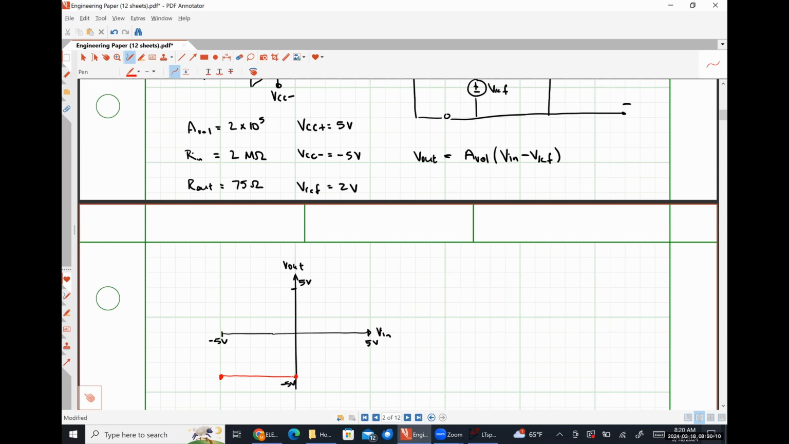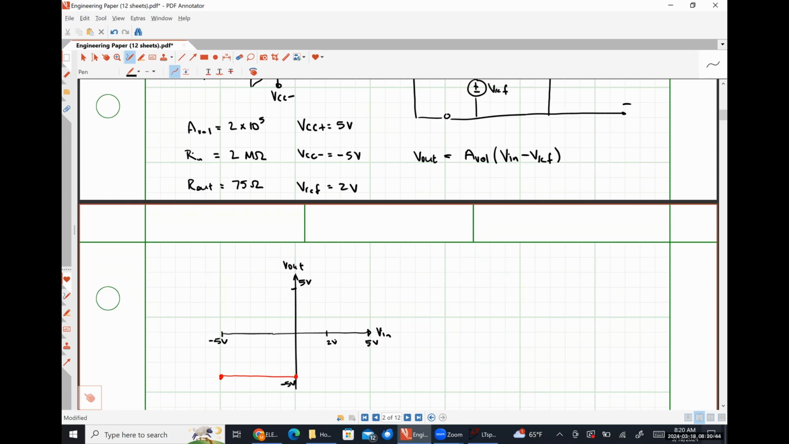All right, let's look at 1.99 volts, right? So that's something just before our reference voltage. Right. So here's our reference voltage of 2 volts right here. What's going to happen when our input voltage is positive 1.99 volts?